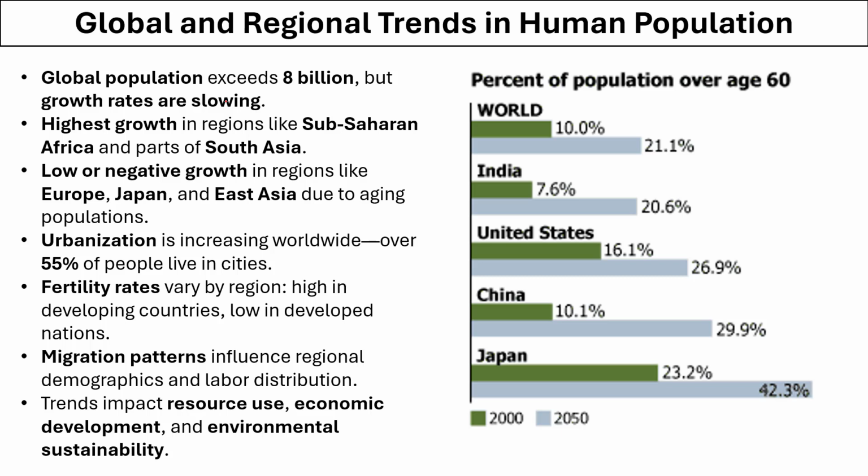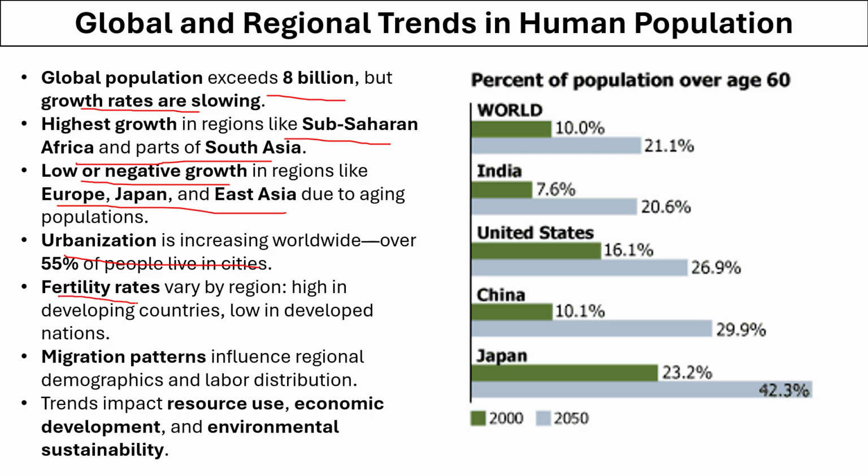So, what are the current population trends of human beings? Today, the human population is exceeding 8 billion, and the growth rate is slowing down now. The highest population growth is observed in the regions of sub-Saharan Africa and parts of Southern Asia. Low or negative growth is seen in Europe, Japan, and East Asia. Urbanization is increasing, and most of the people now are living in cities. About 55% of human beings live in cities or mega cities now.